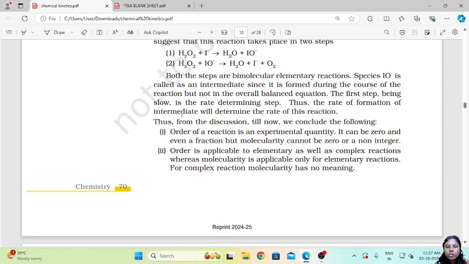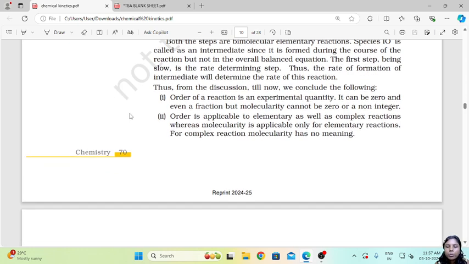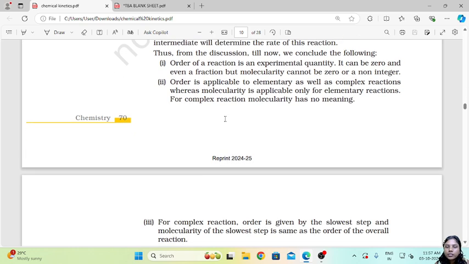Thus the rate of formation of intermediate will determine the rate of the reaction. Now from this we can conclude three major points. First is that the order of the reaction is an experimental quantity. It can be 0 and even a fraction. But when we talk about molecularity, it cannot be 0, nor can it be a non-integer. Non-integer means it cannot be a fraction.